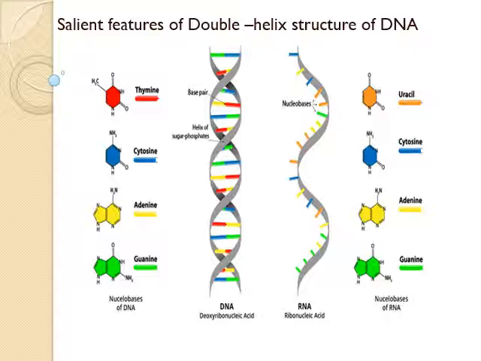Because of this, purine always comes opposite to a pyrimidine. This helps to form a uniform distance between the two strands. The two chains are coiled in a right-handed fashion. The pitch of the helix is 3.4 nanometer. Each turn has 10 base pairs. Diameter of DNA double helix is 20 angstrom. Stability of the helical structure is conferred by the presence of base pairs stacked one above the other.